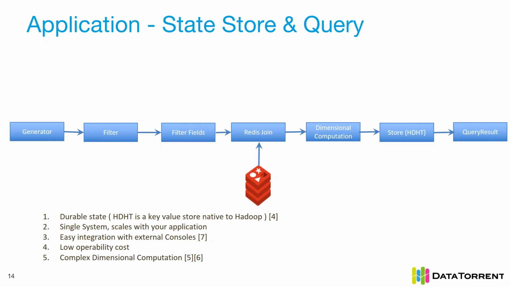Now the first one is a dimensional computation, wherein you can define your own buckets and everything, time buckets, so you can do aggregation. Next is a store. We use HDFS to store it. We have our own key value store called HDST. So the data gets stored on HDFS, and the query result can send the query to your own console.